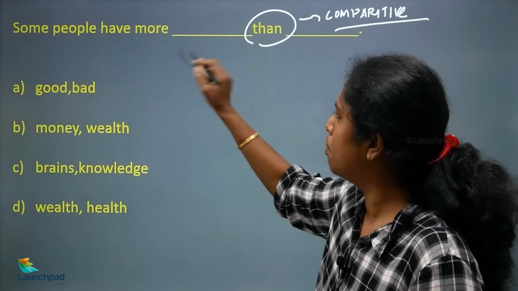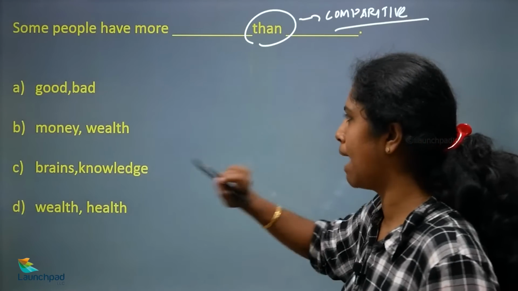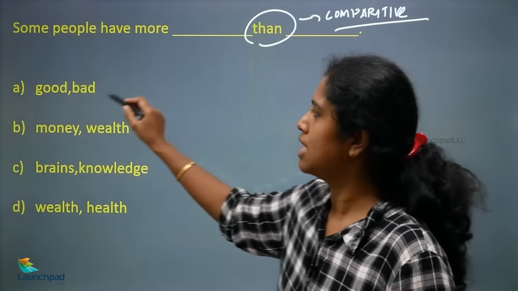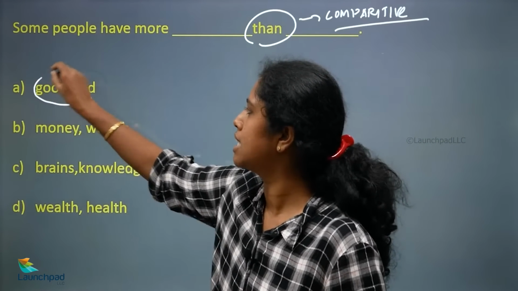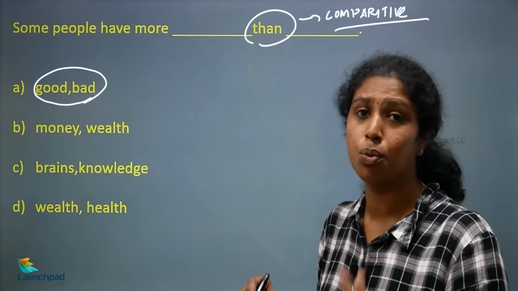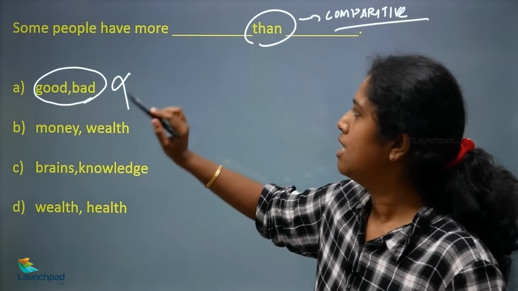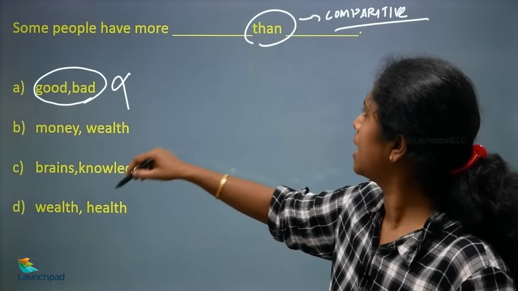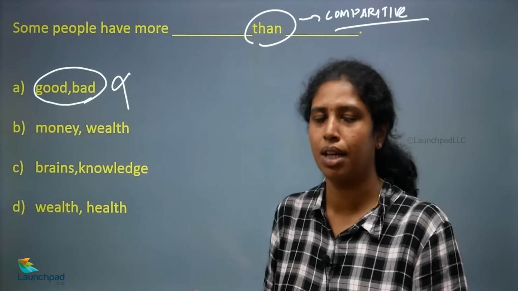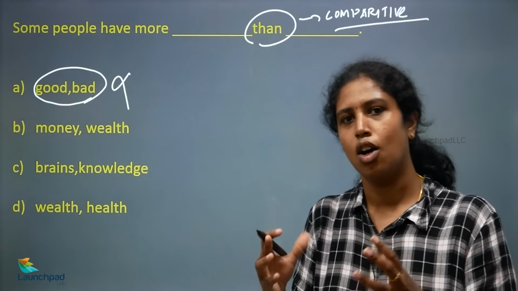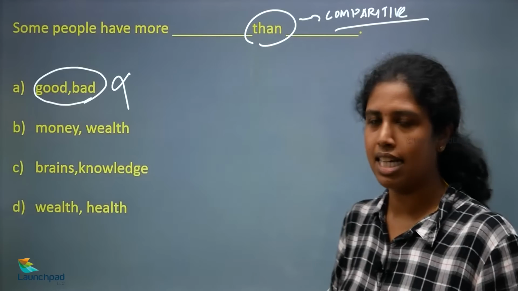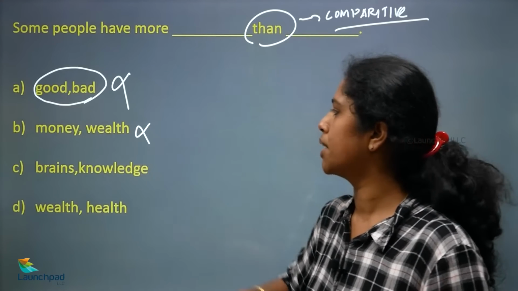Some people have more good than bad, okay. But does this make complete sense? What good, what bad? The sentence is incomplete. Logically, it is not right. Next. Some people have more money than wealth. Money and wealth, both are almost synonyms of each other. Yes. So this also cannot be your option.